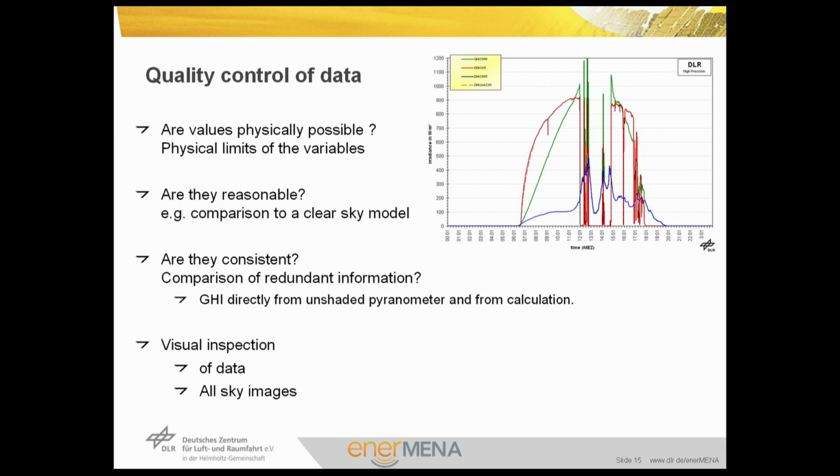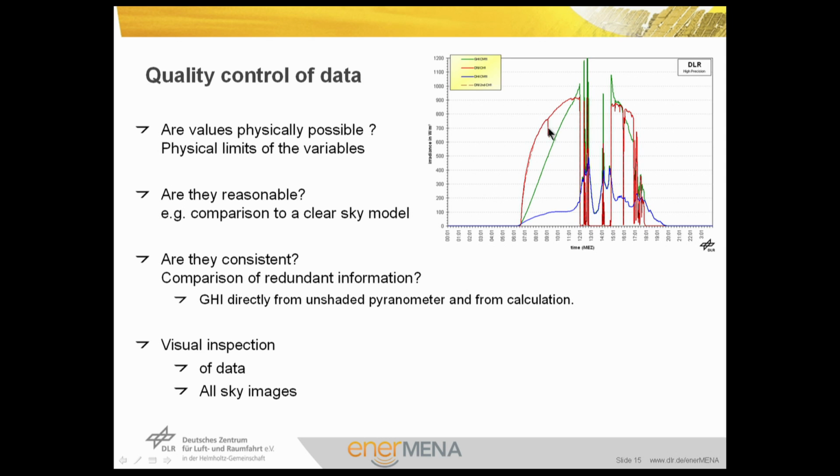Even after the data acquisition, you have to do a quality control of your data. You have to ask yourself, are the values physically possible? There are some physical limits of the variables that can help. Then you can ask, are my measurements reasonable? You can compare your measurements to a clear sky model, for example. And then you can ask yourselves, are my measurements consistent? For example, you can compare redundant information. If you have measured GHI directly, and if you measure DHI and DNI, you can compare calculated GHI and measured GHI. After that, you also have to do a visual inspection of the data. So you should daily look at the graphs of DNI, GHI and DHI and check if there are some unrealistic values.